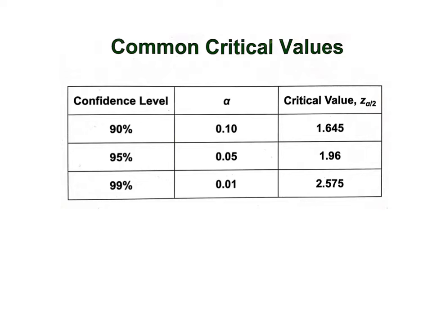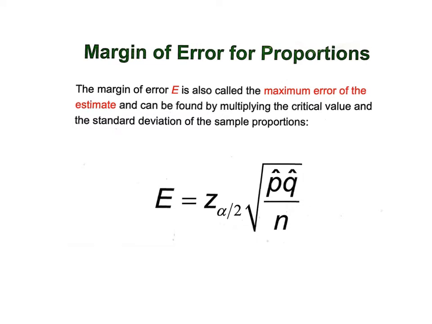Okay, these are the common values we saw the most. 90%, this was always a Z-crit. 95%, that was always a Z-crit. 99%, that was always the Z-crit.